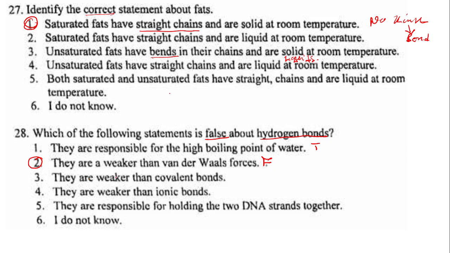Then they are weaker than covalent bonds, which is true. And they are weaker than ionic bonds, which is true. They are responsible for holding the two DNA strands together, which is also true, because of the helix structure. That helix structure in DNA is due to the presence of hydrogen bonds. So this is it for this question.